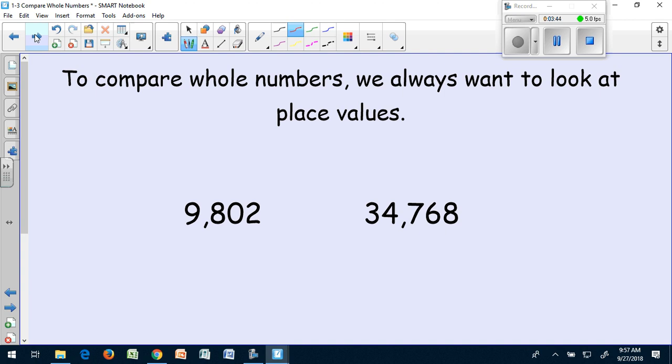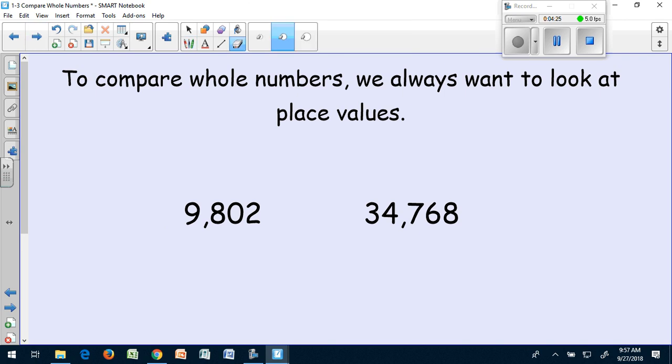Let's look at this problem. My first number is 9,802. My second number is 34,768. My first number, the highest place is the thousands. But in my second number, my highest place is the 10,000s. So if I look at the first number, there's no digit in the 10,000s place. Right away, I know that my second number is greater because it does have a digit in the 10,000s place.